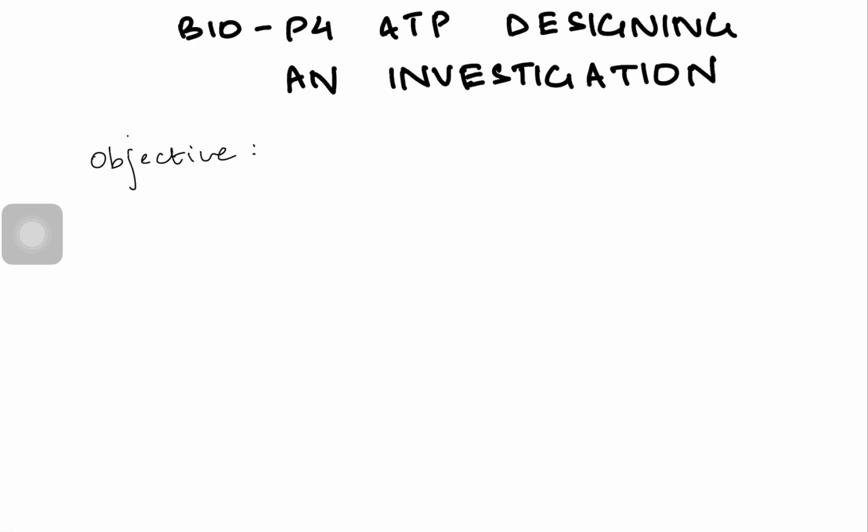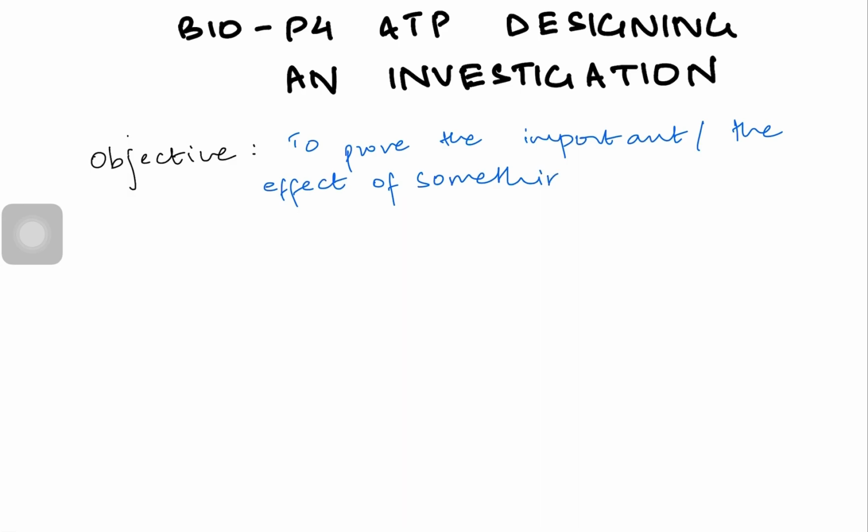The objective is always to prove something. It is always to prove the importance of something, or the effect of something, whether the effect is positive correlation or negative correlation. So you prove the effect or the importance of something. Every time you design an experiment, there are some steps that you need to follow, and I am going to make it very simple for you guys.